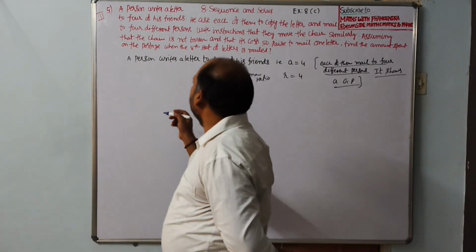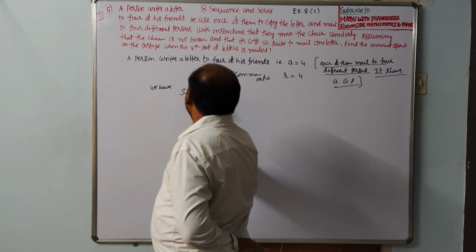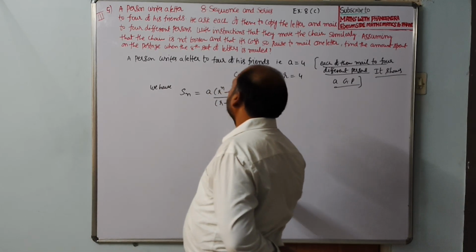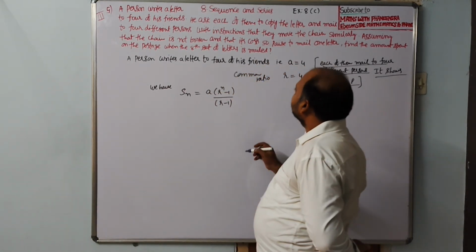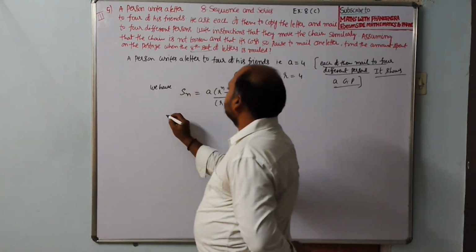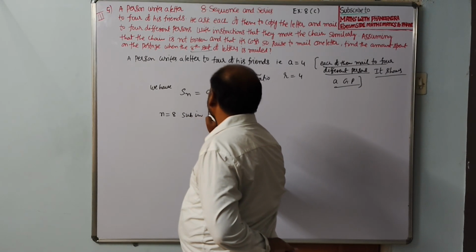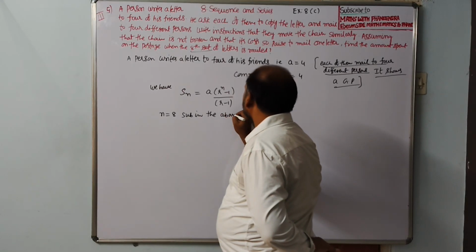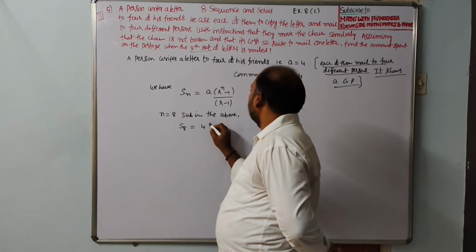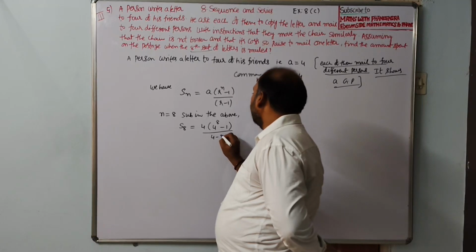Sum to n terms, we write the formula. Sn we have equal to A into R power n minus 1 by R minus 1. Okay, dear students. For what they are asking, for how many persons? 8th set of. So, n is equal to 8. Substitute in the above. We get S8 equal to, A value is 4, 4 power 8 minus 1 divided by 4 minus 1.